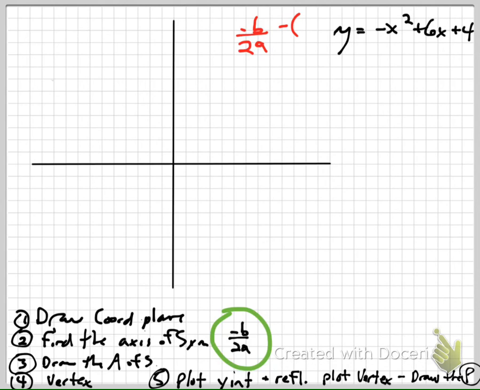You're going to get negative 6 over 2 times a, which is negative 1. Negative 6 over negative 2 is positive 3. So we know that our vertex is going to be along positive 3. Right? We know this. Okay. Next thing I say to do is you draw the axis of symmetry. I just did. Now you got to find the vertex.